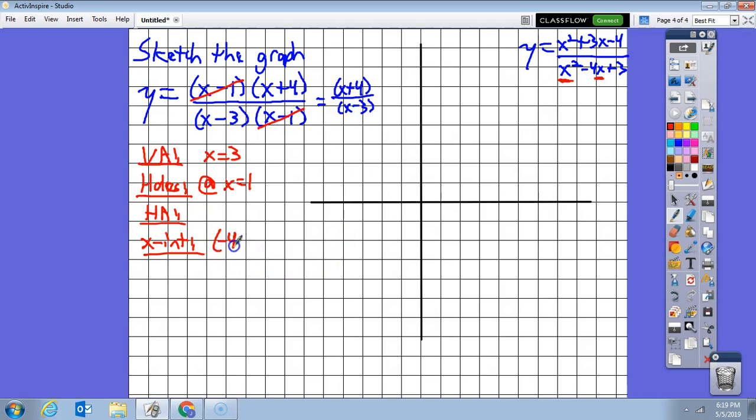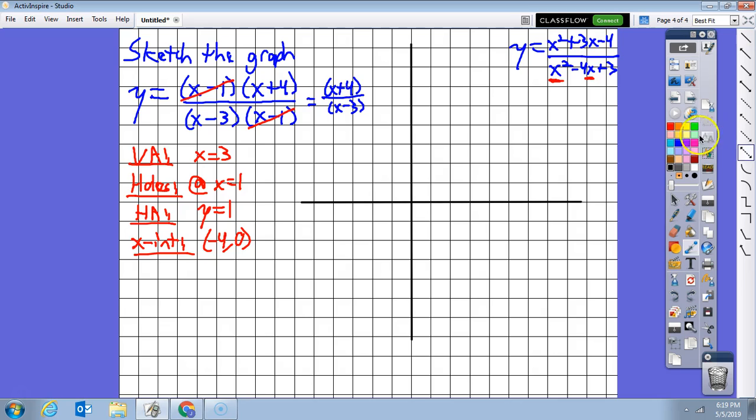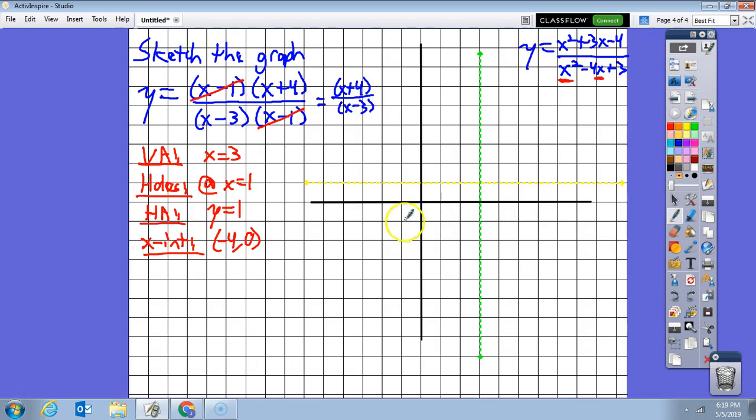There's going to be an x-intercept at -4, because -4 would make the top equal 0, thus making the y value be 0. And there's going to be a horizontal asymptote at 1, because 1 divided by 1, because the degrees are the same on the top and on the bottom. So we have a vertical asymptote, like we said, at 3. We are going to have a hole in our graph at 1, and we'll get to that when we finally draw our graph. We have a horizontal asymptote at 1, and we have an x-intercept at -4 way over here.